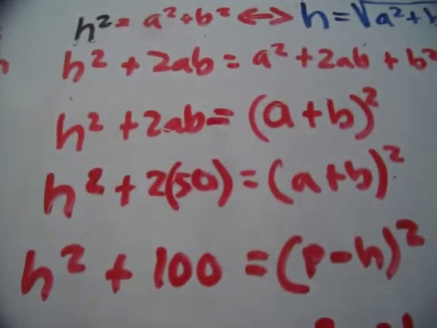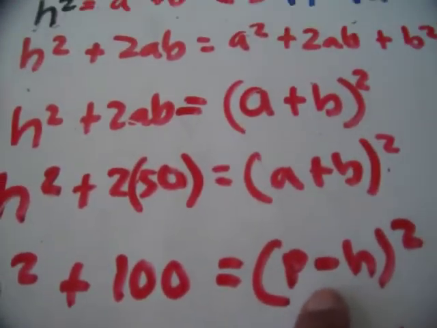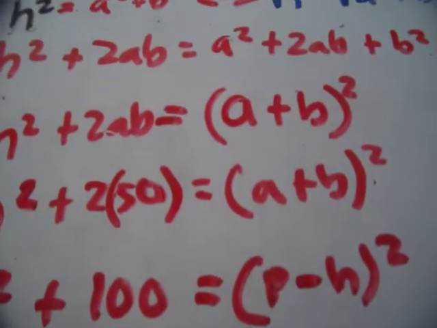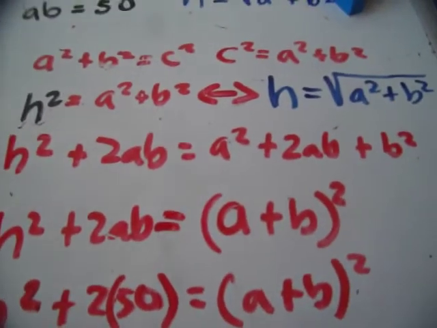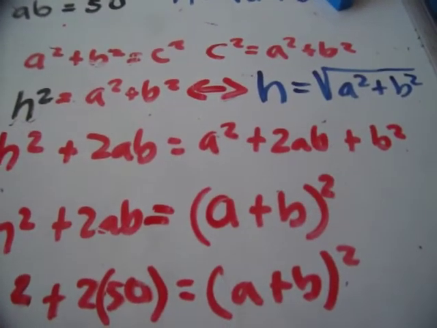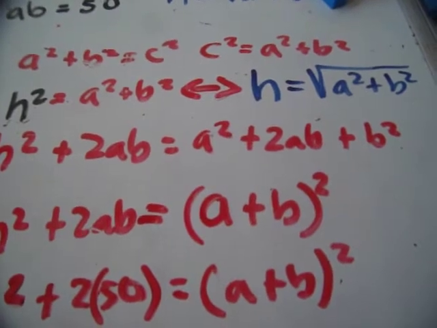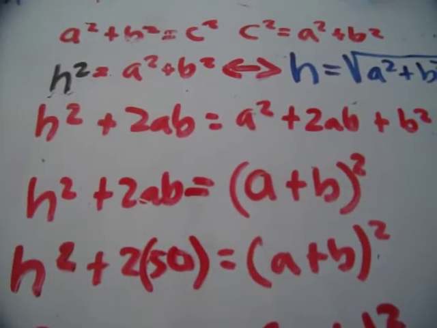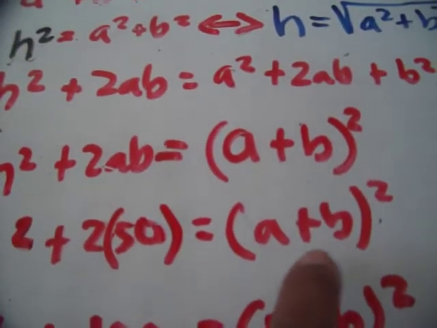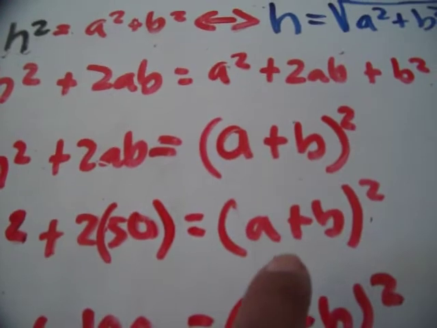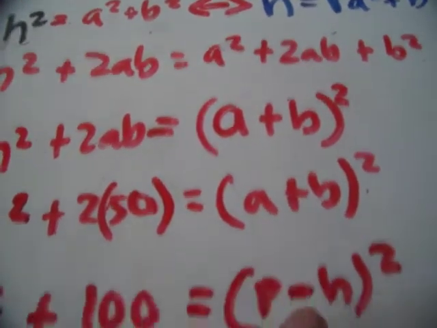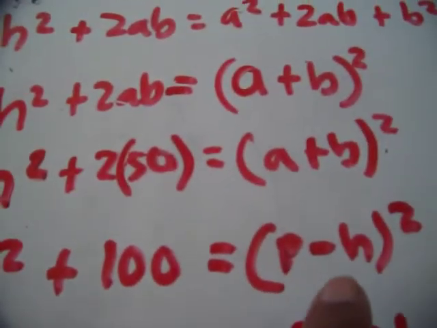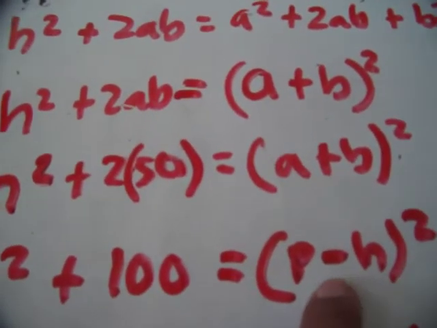Anyway, and now what? How did I get this? How did I suddenly go from AB to PH? Once again, substitution, one thing in terms of the other. The question asked us to find the hypotenuse in terms of the perimeter, right? We're going to find the function of the hypotenuse in terms of the perimeter. So AB is not going to help us with the hypotenuse and the perimeter. That actually should make sense to you. But where did this come from?